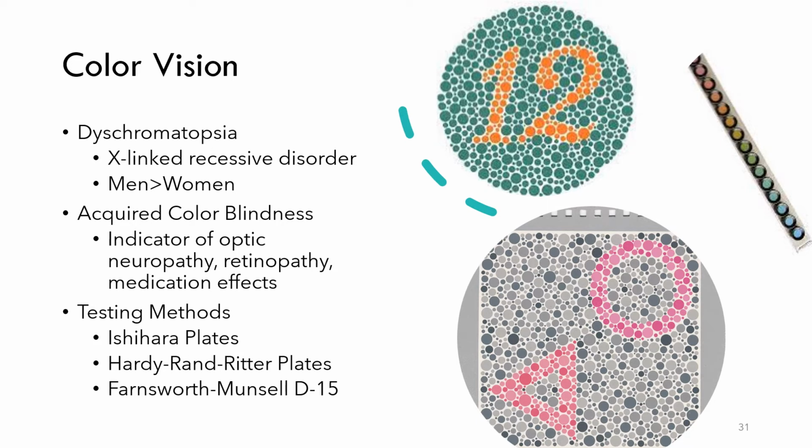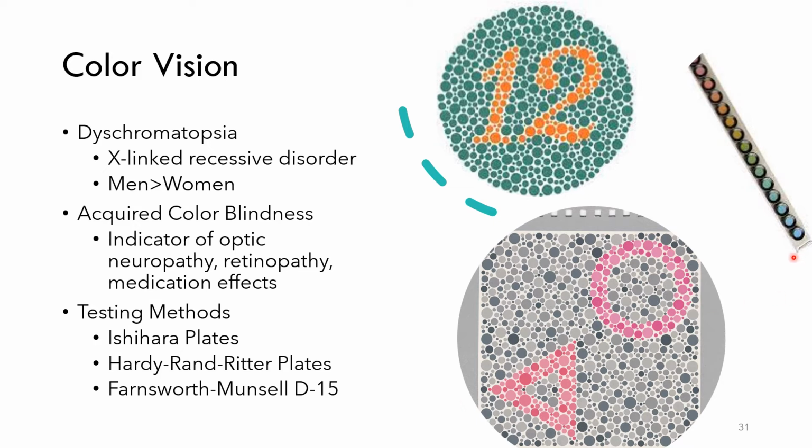The most common way to test for this color perception deviation is with Ishihara color plates, seen here. These are a number embedded in colored circles that patients with a red-green color abnormality have difficulty seeing. Here we see the Hardy-Rand-Ritter plates. This is a combination of three symbols, a triangle, an X, and a circle, again embedded in colored circles, that are difficult for patients with acquired color blindness to see.